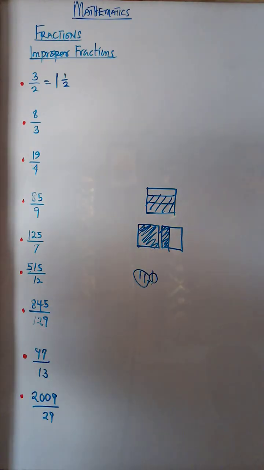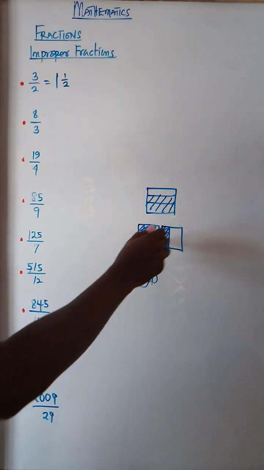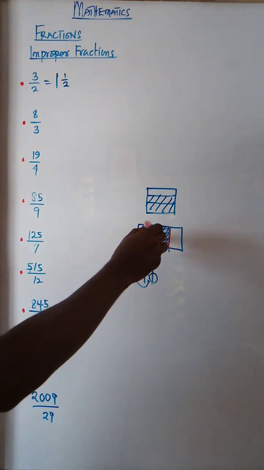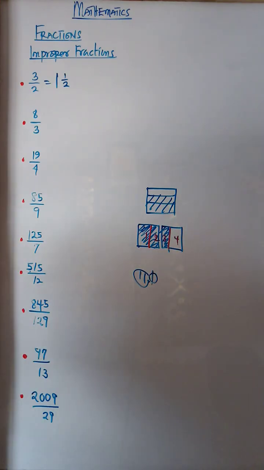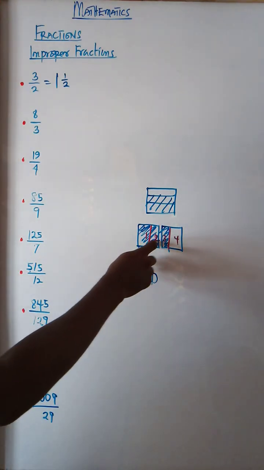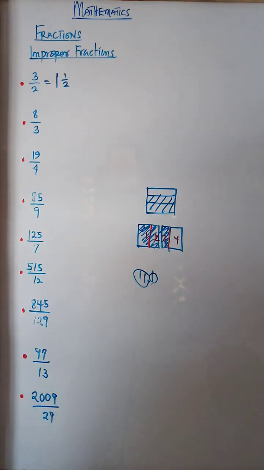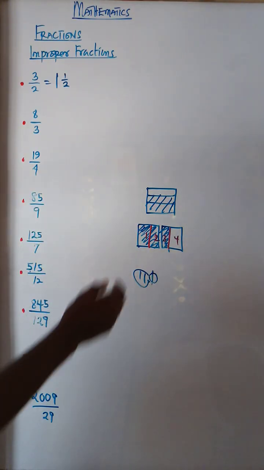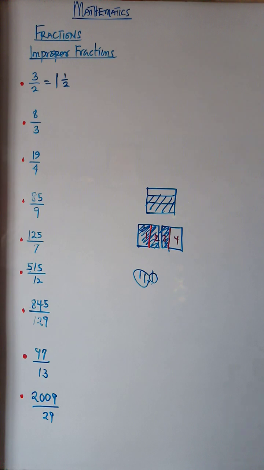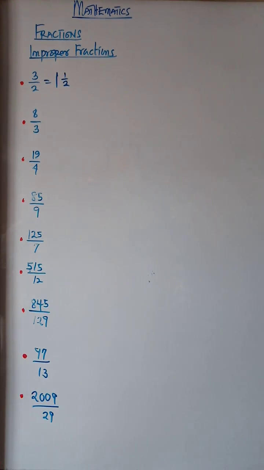So this is 3 over 2. Why? Because we can divide everything into 4 parts. So we have 1, 2, 3, 4. What is shaded? So we have half here, half here, half here. That's 3 halves. So 3 halves gives us 3 over 2. Improper fraction. Okay, 8 over 3.